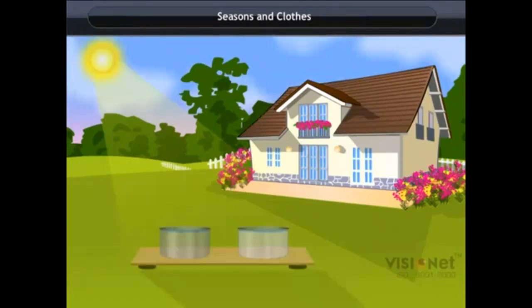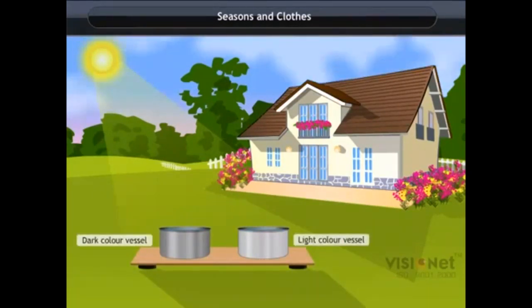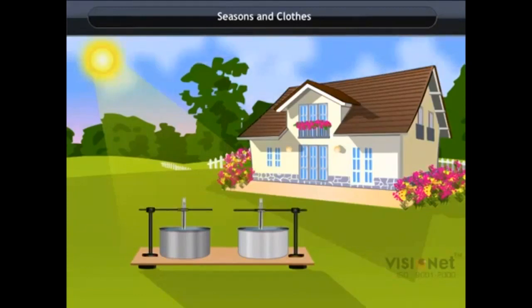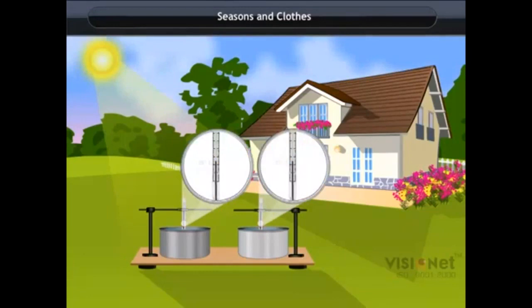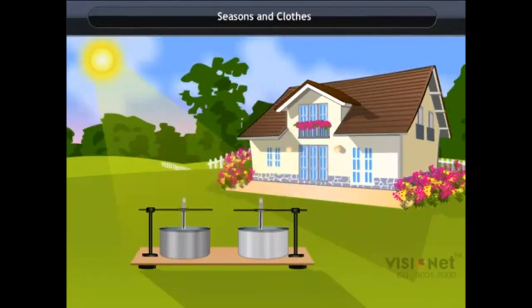Take two identical metallic containers, one painted black and the other painted white. Pour an equal amount of water in each container and leave them in the sun for about an hour. Measure the temperature with a thermometer in both containers. What do you observe? The temperature of water present in the black container is more than in the white container.